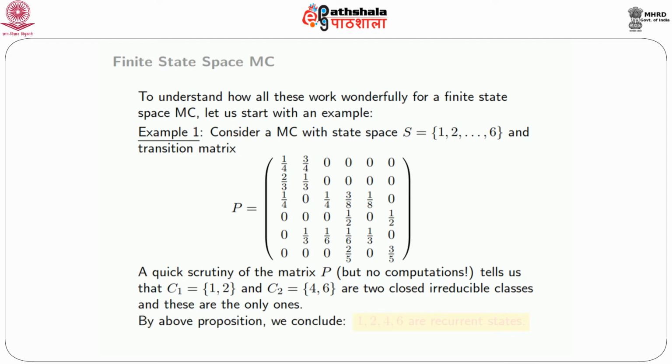By the above proposition, we conclude that 1, 2, 4, 6 are recurrent states. So you see, we didn't do any computation, we didn't compute any rho xy or anything like that. Straight away, a quick examination of the Markov transition matrix P leads us to the conclusion that 1, 2, 4, 6 are recurrent states, at least immediately.